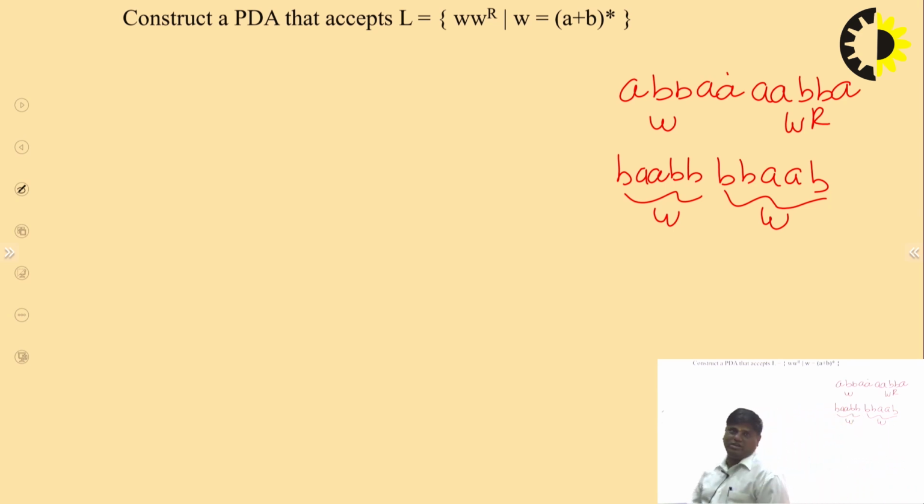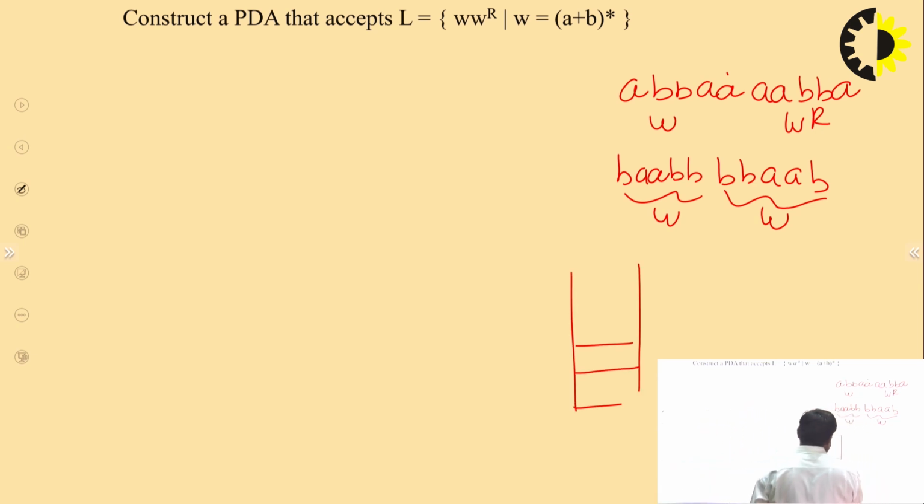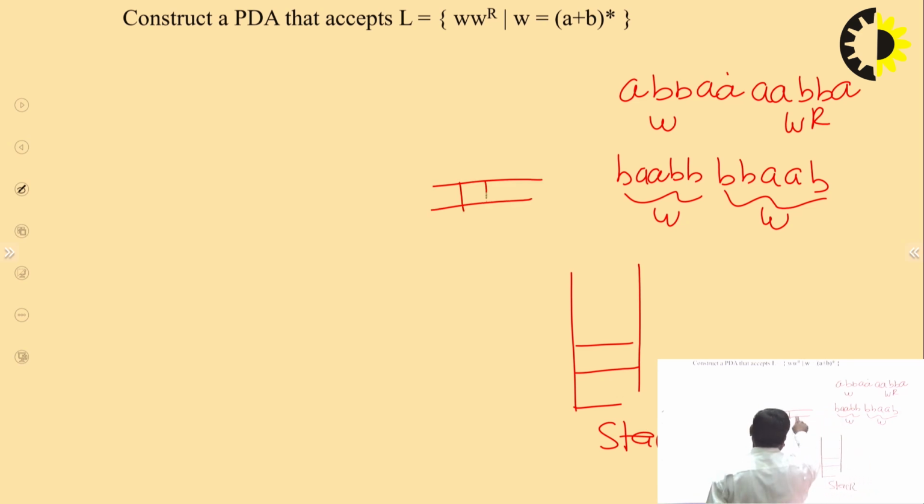Now W and WR, what is the approach? When any problem is related to a reverse problem, then the same symbol is popped by itself. It means if A is an input symbol, very simple. Now this is the stack, and now this is the input. Now we take this example: B A A B B.